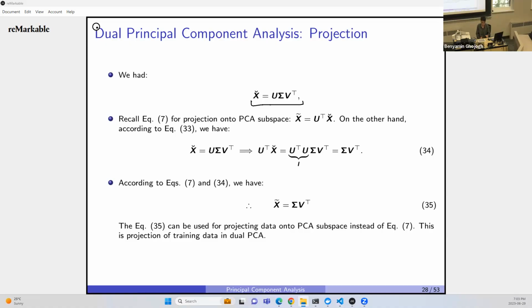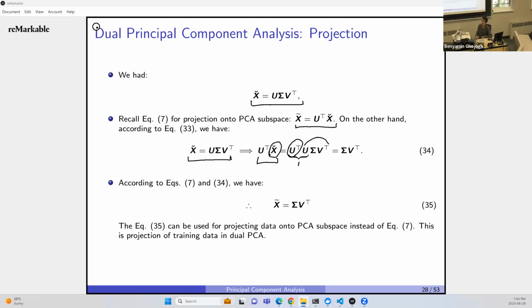Then what was the projection in PCA? Do you remember? We had it in the last session. So it was U transpose X hat, right? Now I'm going to use this. So the singular value decomposition of X hat is U sigma V transpose. Let's replace X hat with its singular value decomposition, U sigma V transpose. And this U transpose is for the sake of projection onto the column space of U. We had that, okay?